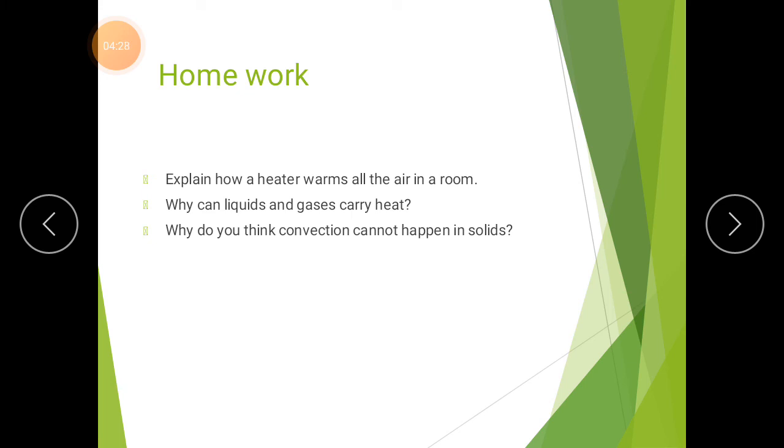What is your homework? Hope you understood this lecture. If you have any questions, you can ask me. Now, what is your homework? You have to explain how a heater warms all the air in the room. I have explained it in the lecture. Why can liquids and gases carry heat? And why do you think convection cannot happen in solids?